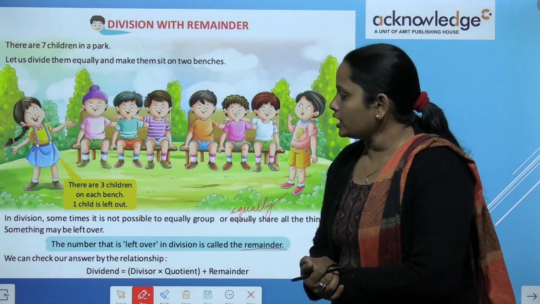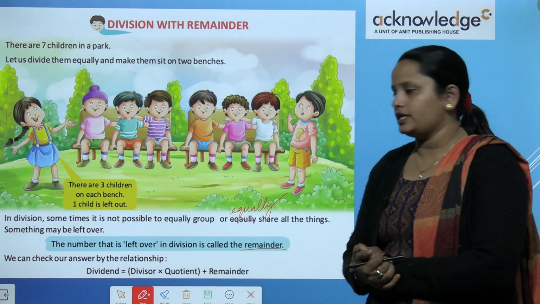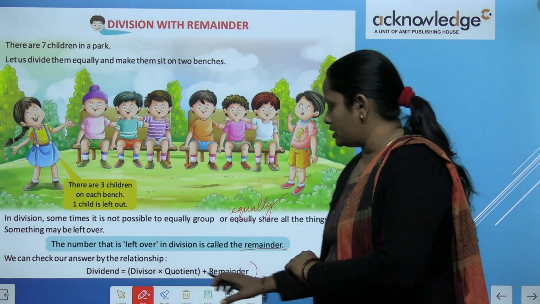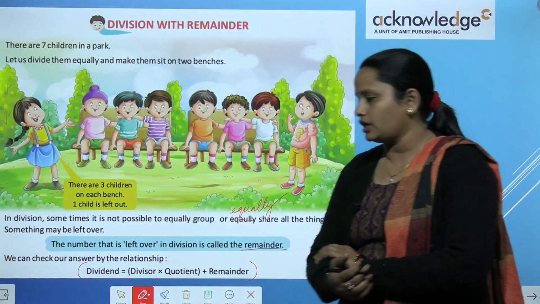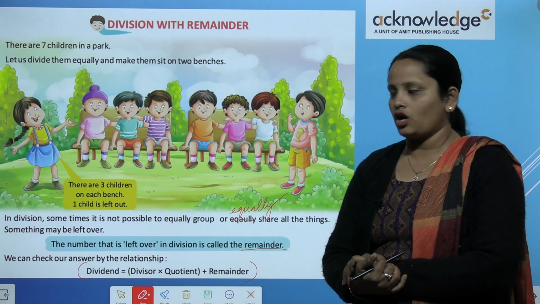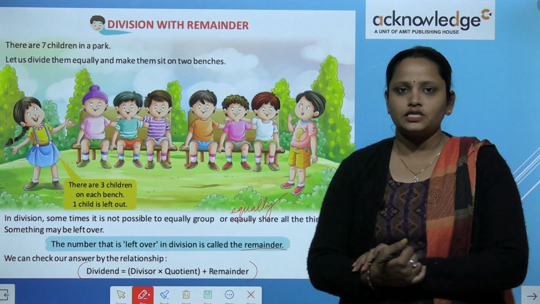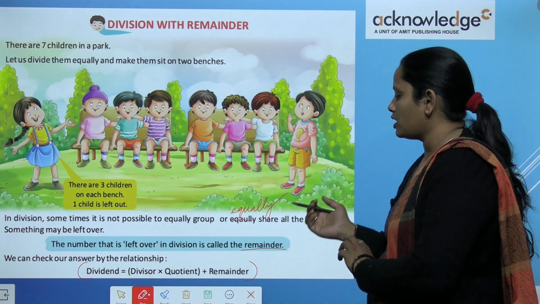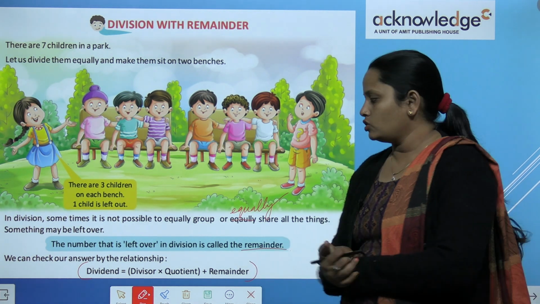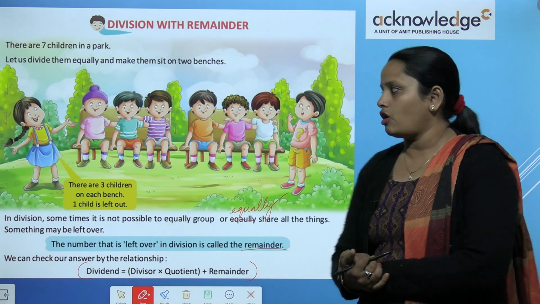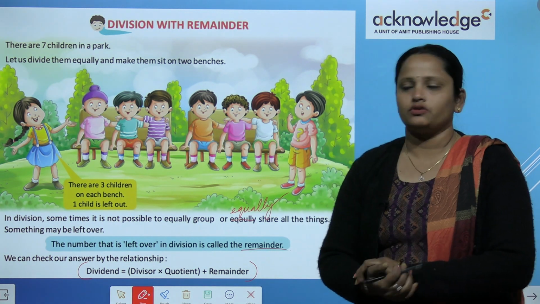Now we can check our answer by the relationship. ये जो फॉर्मूला है इससे हम ईज़ीली चेक कर सकते हैं our answer is correct or not. So dividend is equal to divisor multiply quotient. ये तो हमें पहले से पता था. अब हम क्या करेंगे? वो जो remainder है इसे इसमें प्लस कर देंगे. So this will be the total formula of finding out the dividend.